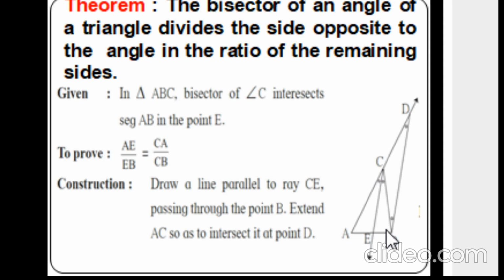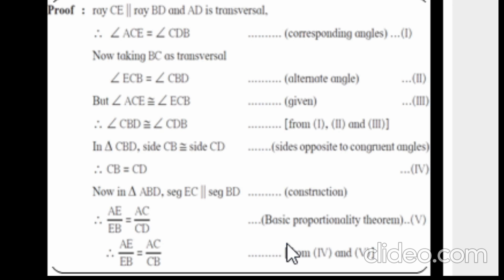For this theorem we have to do a construction. So let's see the construction. We have to draw a line parallel to ray CE, that is BD, passing through the point B, and extend AC till D, so as to intersect it at point D. So given, to prove and construction, these things we have to write, then start the proof.